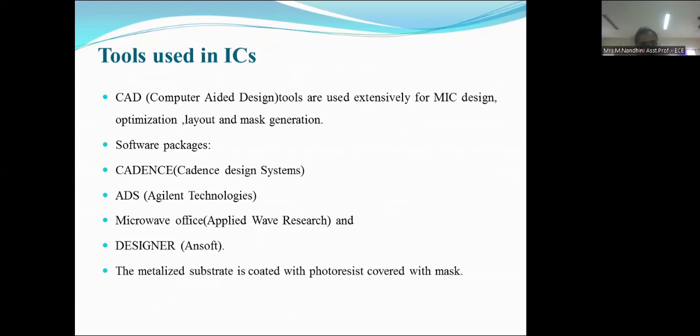The software packages are Cadence, that is Cadence Design Systems, and Agilent Technologies. These are the most powerful tools to design an MMIC, and for antenna design also, Microwave Office and Designer software. The metallized substrate is coated with photoresist and covered with the mask.